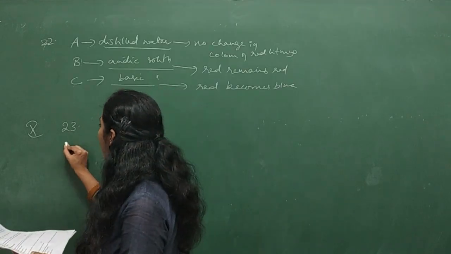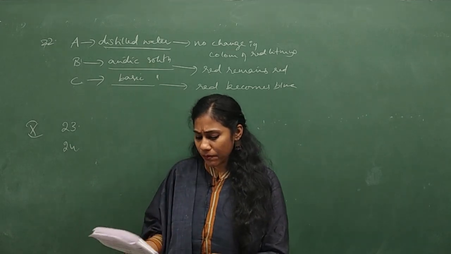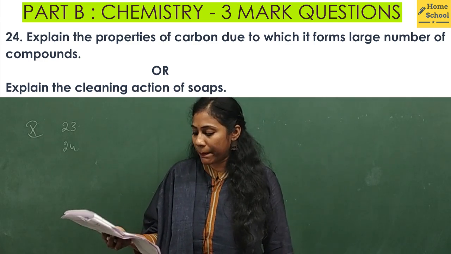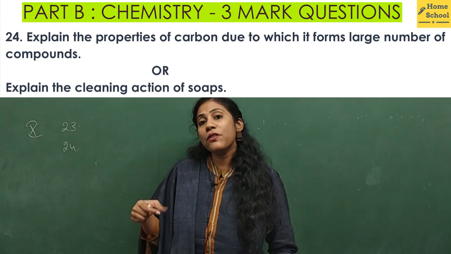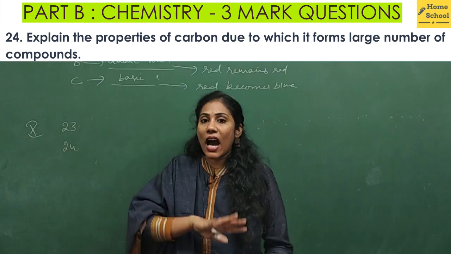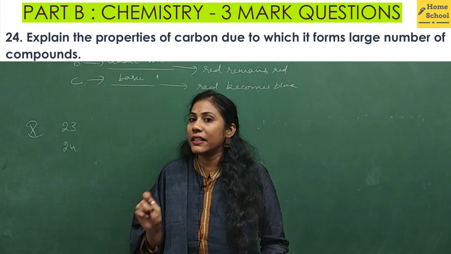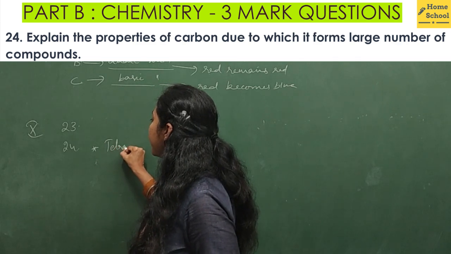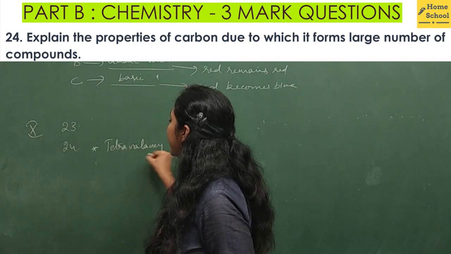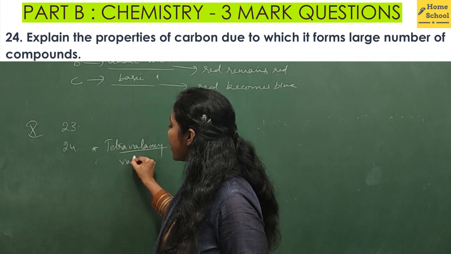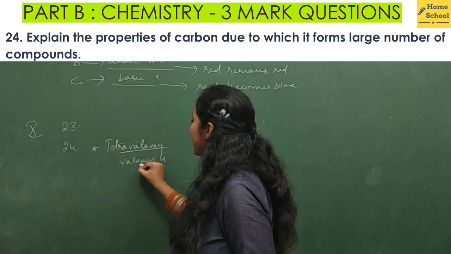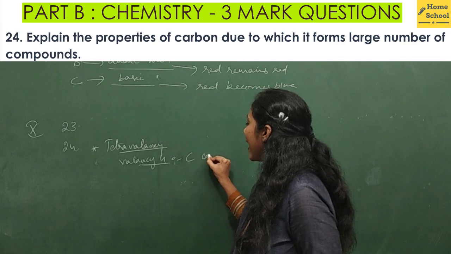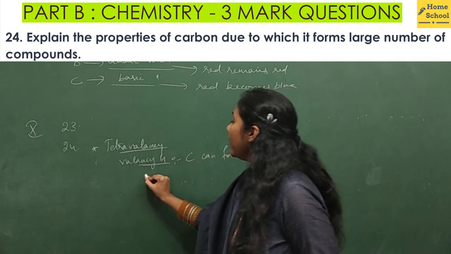Let me go for the 24th question now. Explain the properties of carbon due to which it forms a large number of compounds. So why are carbon compounds huge in our nature? It is mainly because of 3 reasons. The first reason is tetravalency. So what do you mean by tetravalency? Carbon has valency 4. Because carbon has valency 4, it can form 4 covalent bonds around it.